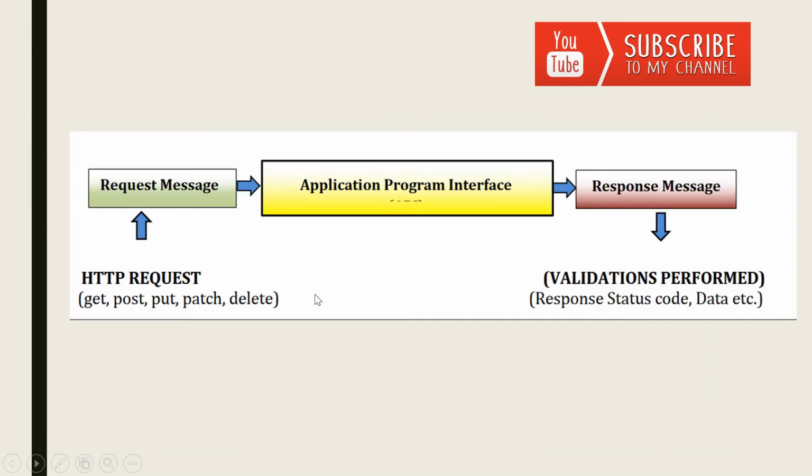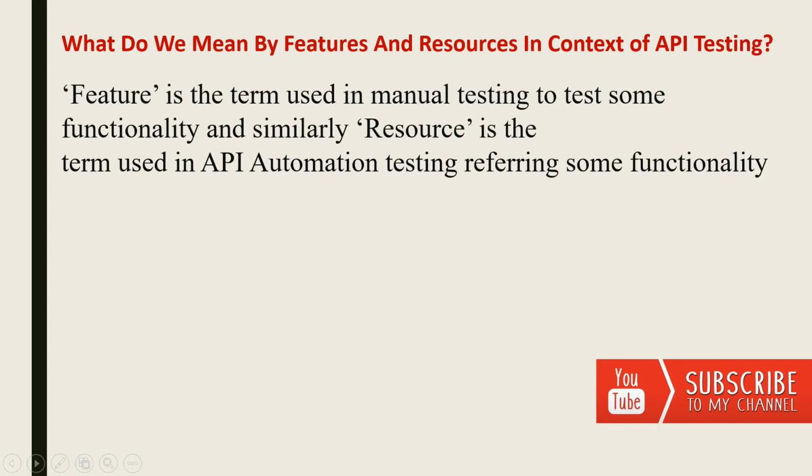Using the slideshow, okay, so this is how it happens. I just showed you a brief of it. Then move on to the next slide. What do you mean by features and resources in the context of API testing? If someone sends you features or resources, features are used in manual testing to refer to some functionality, and similarly resources, in terms of API automation testing, refer to some functionality. When you're referring to some functionality in API testing, it is called a resource.